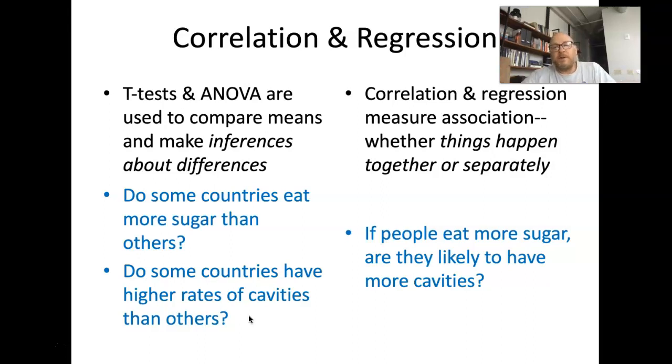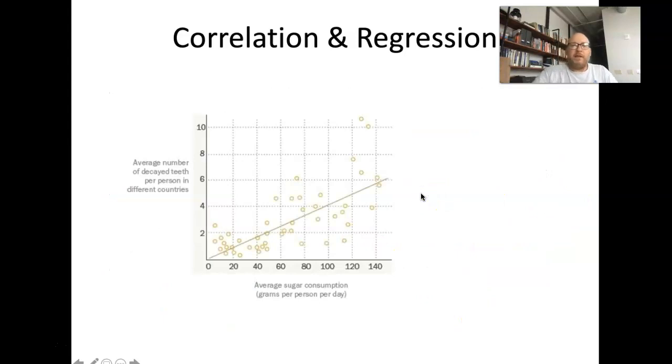And that's what we saw in that first example. What we saw is that the more sugar that was consumed in a country, the more likely that country was to have cavities. So we're not averaging things and making direct comparisons. We're looking for a trend where sugar consumption and cavities happen together. Okay, so let's go back to that.